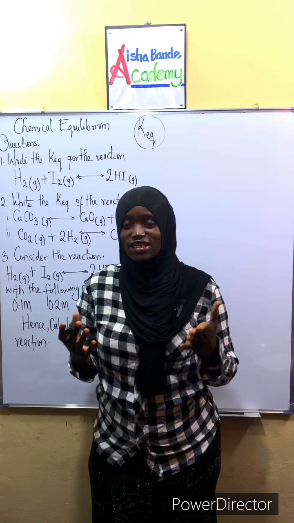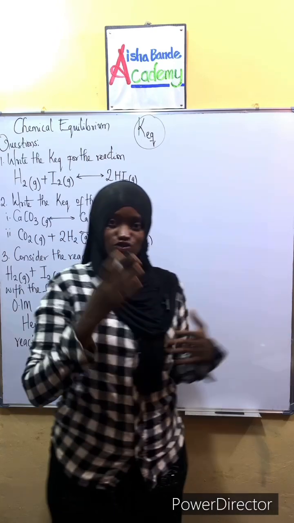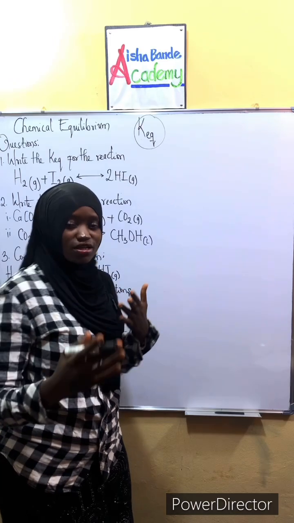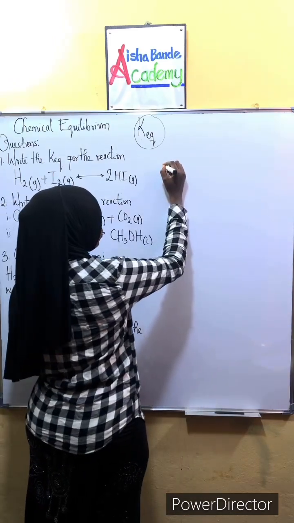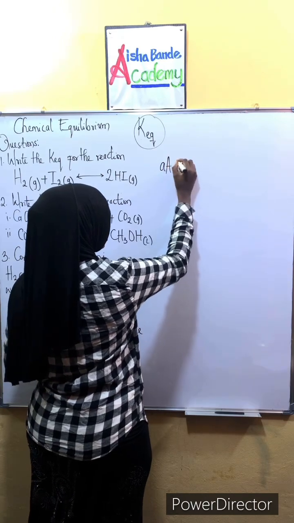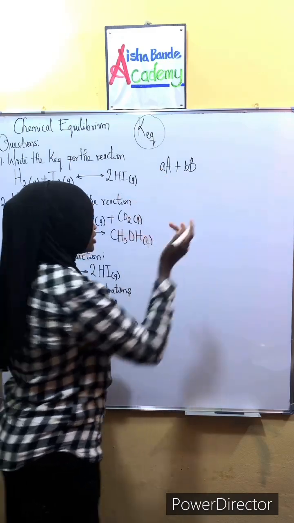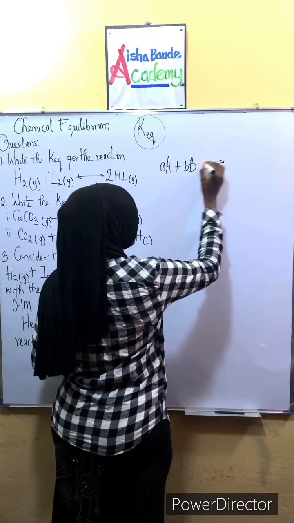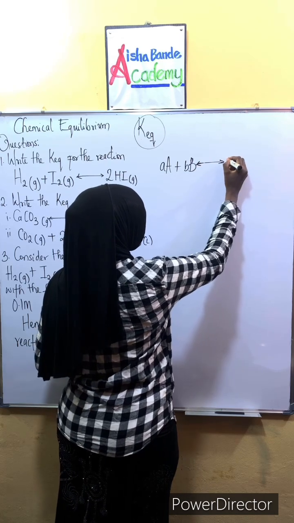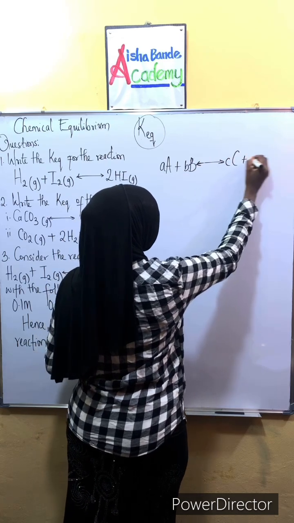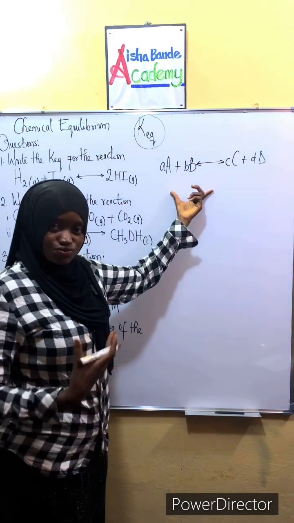So let's look at a simple chemical reaction to explain the chemical equilibrium for more understanding. Let's say we have a chemical reaction, small a capital A plus small b capital B. So this is the reactant. So we have the product. So there's going to be a forward and backward reaction here. So we have small c capital C plus small d capital D. So this is a chemical reaction.